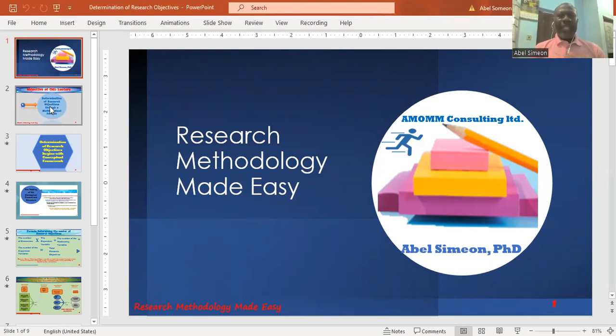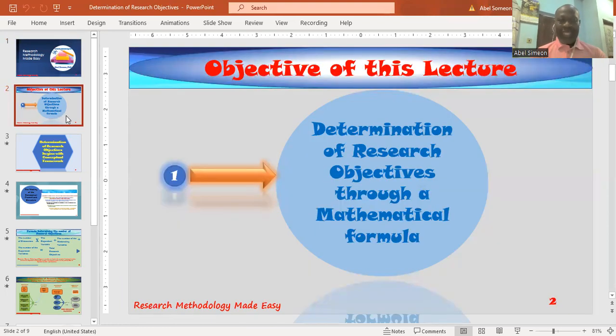One thing I have to say here is that I have some technical issues. I will not be able to use the slideshow. When I click on the slideshow, it automatically begins to present itself away from what I programmed. So I will use this very platform, just sit back and enjoy it. Determination of research objectives through a mathematical formula is what we're looking at today.